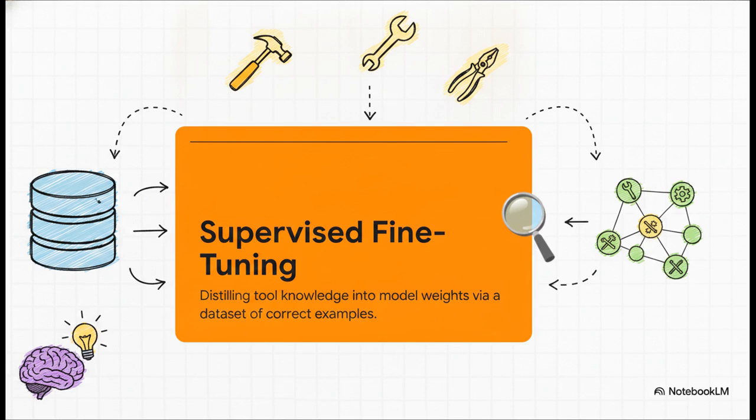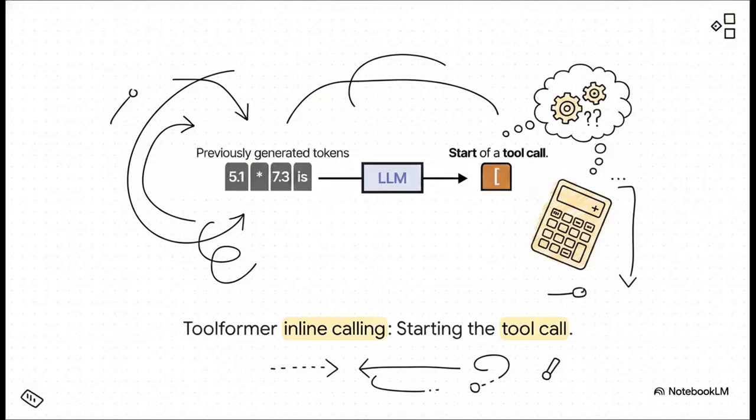If in-context learning is an open book test, Supervised Fine-Tuning is like sending the model to a trade school. We train the LLM on a massive dataset of correct examples so that the knowledge gets permanently baked into the model's weights. It natively understands how to use tools without needing a cheat sheet. This is a technique that was really made famous by models like Toolformer. Let's look at how smooth this can get with inline action.